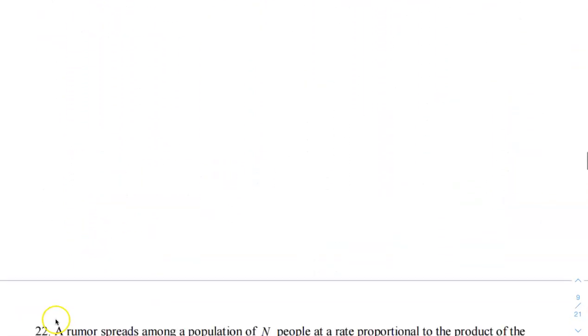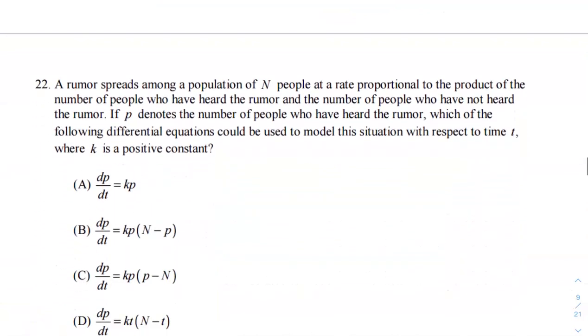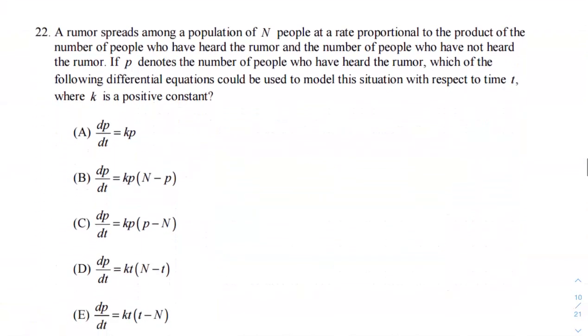Let's go to the next one. 22. A rumor spreads among a population of n people at a rate proportional to the product of the number of people who have heard the rumor and the number of people who have not heard the rumor. That's a little annoying. If P denotes the number of people who have heard the rumor, which of the following differential equations could be used to model the situation with respect to time, where k is a positive constant?